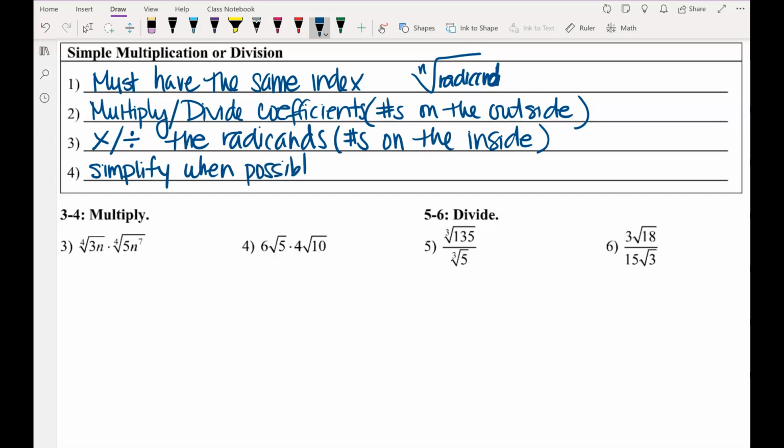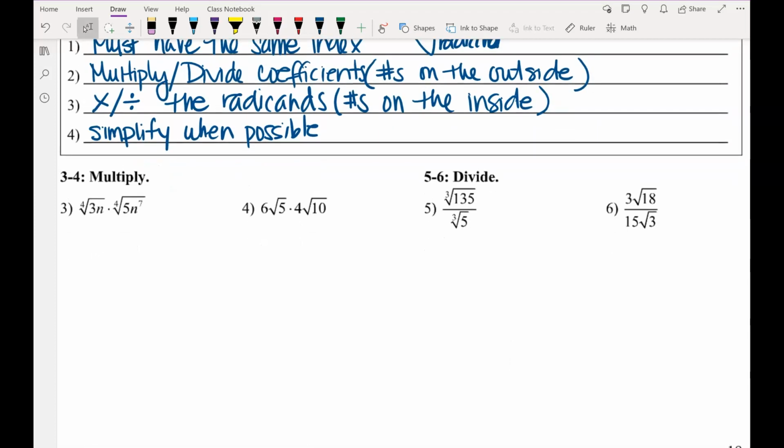All right, let's try a few of these, okay? Example 3 and 4 are multiplying and 5 and 6 are divide. Remember, these are very simple ones. Later, we'll try more difficult ones. Okay, guys? Let's start with example 3.